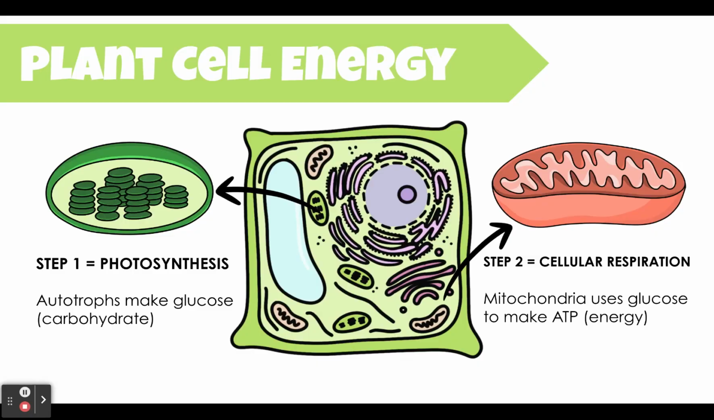So then once photosynthesis is done and plants have created glucose, which is their source of carbohydrates, that glucose will then enter the next phase of cellular respiration where it will be used to create more ATP energy.